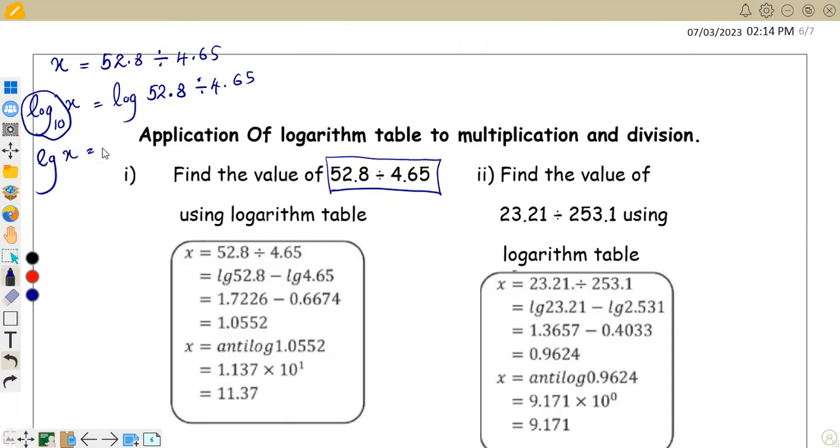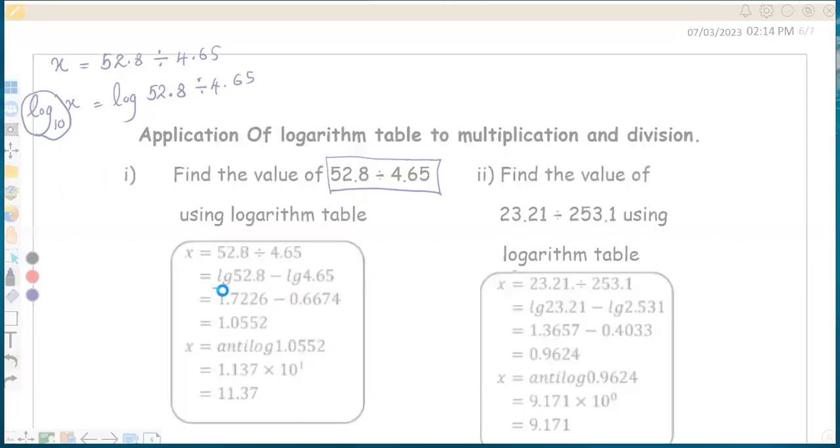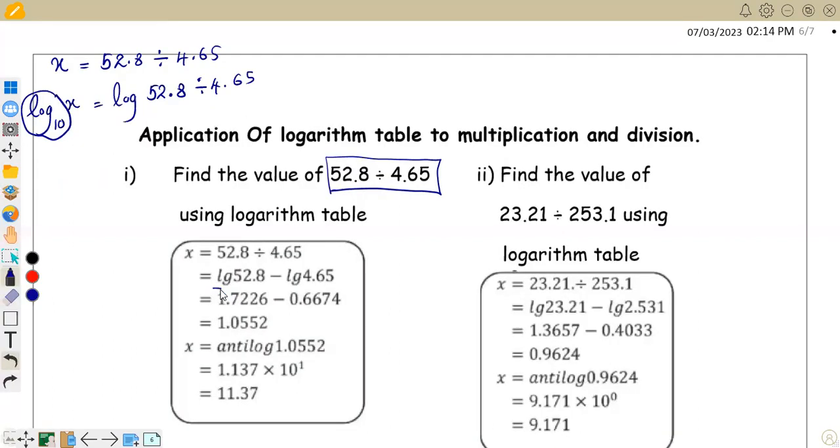Now apply log rules. When you apply the log rules, it is given here. Look at, you have to subtract. It's because it is a division. When you divide, we do the subtraction. Don't forget to write each and every number with the logarithm, either using logarithm to the base 10 or LG. Okay, these two should be written using LG.